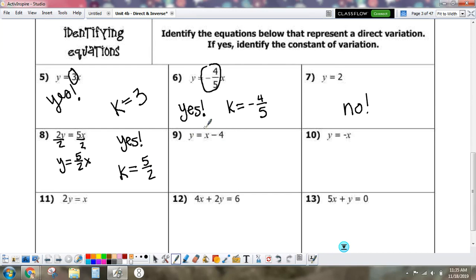For number 9, I have y equals x minus 4. This minus 4 makes it not a direct variation. You can't subtract 4 or add anything to it if it's a direct variation. Number 10, I have a negative x here. That means my coefficient is -1. So yes, and my constant is -1.